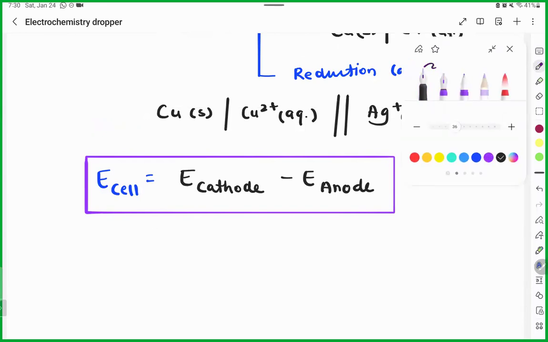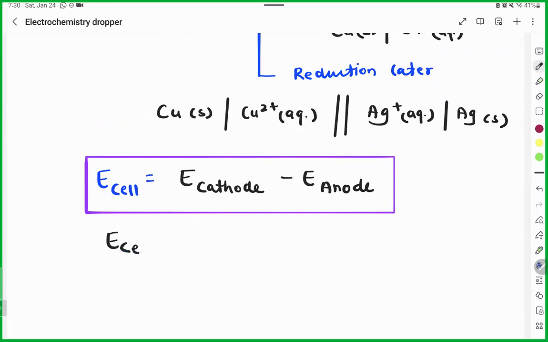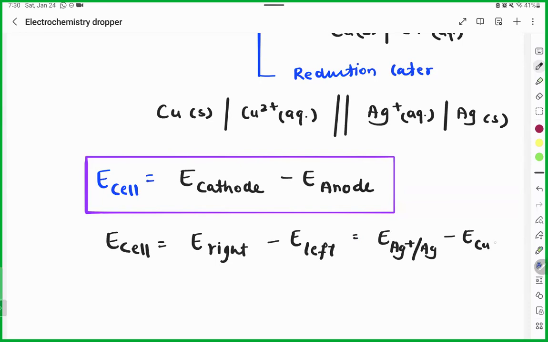Priyan, any issue? No, sir. So for E cell, the cathode is kept on the right hand side, so it can also be written as E on the right hand side minus E on the left hand side. Example: in this case, on the right hand side we have Ag, and Ag is the cathode, and the cathode has reduction. So E where Ag positive converts into Ag, minus E where copper converts into copper 2 positive. Is this correct?